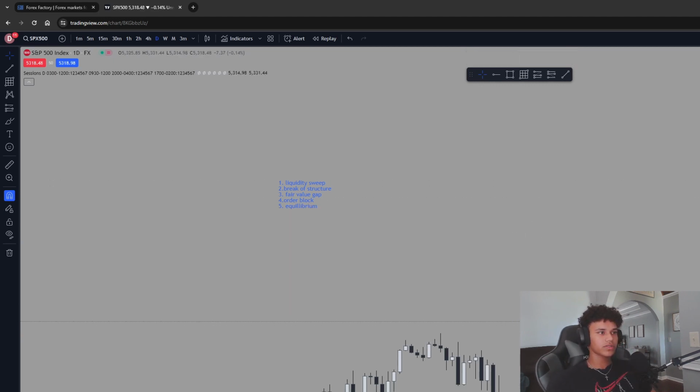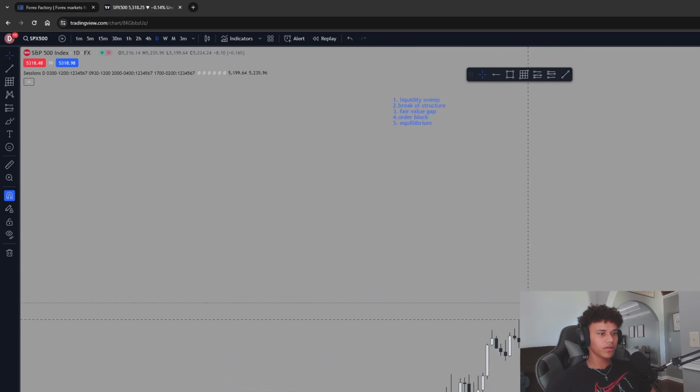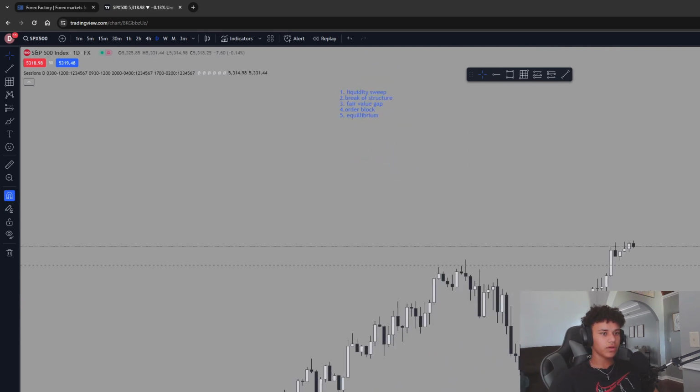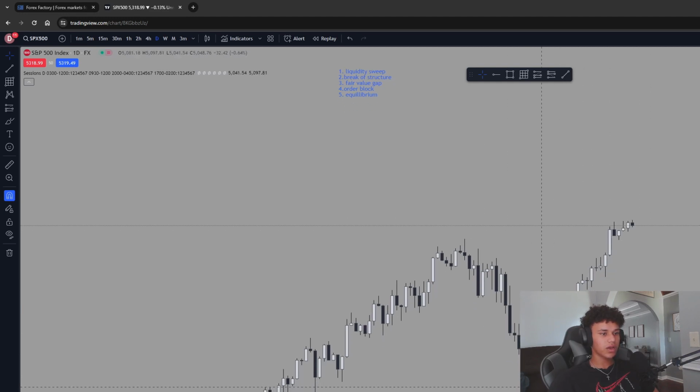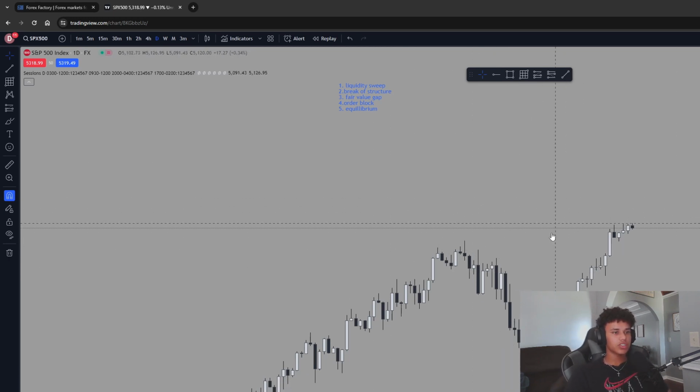All right, so first, let's go over liquidity. Liquidity lies above all highs and lows. All these prominent highs, there's liquidity above them. When people enter shorts or longs, they place their stop loss under the low or above the high. Since banks have such large orders, they need to push price below there so they can get their orders filled and push price in the opposite direction.